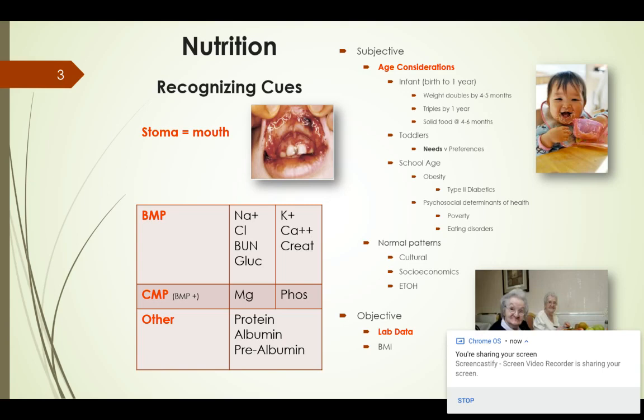We also want to consider cultural considerations whenever we're doing a nutritional assessment. If you have a patient who's in the hospital and they're not eating the hospital foods, it's possible that they just have some different foods from their cultural background, and the hospital foods aren't anything that they're interested in eating.